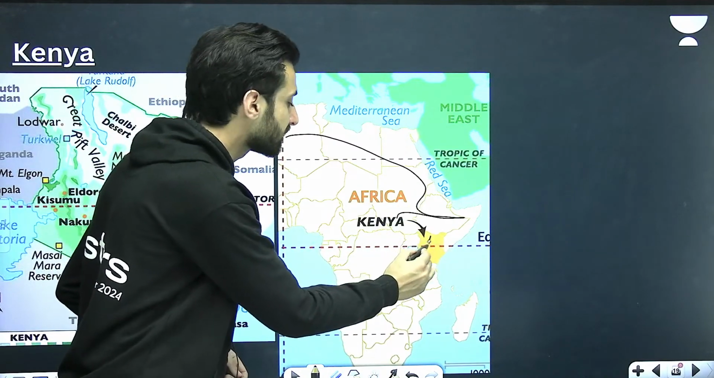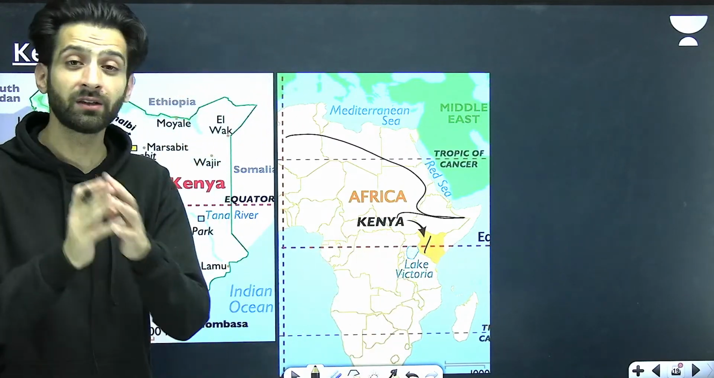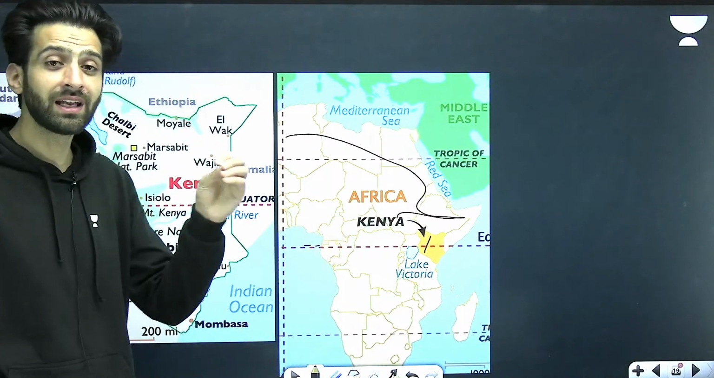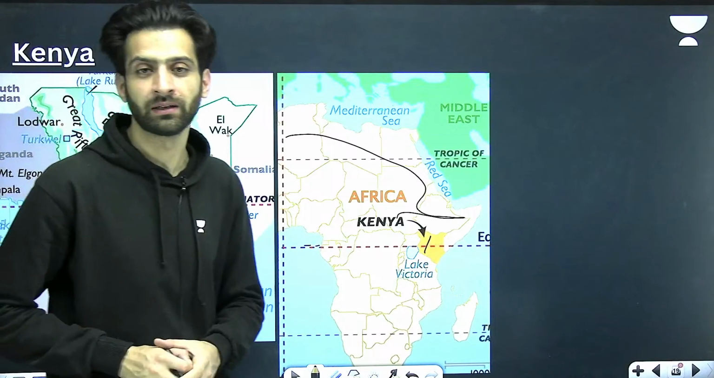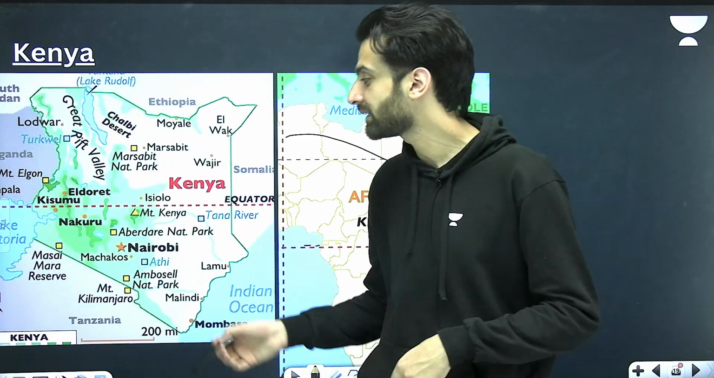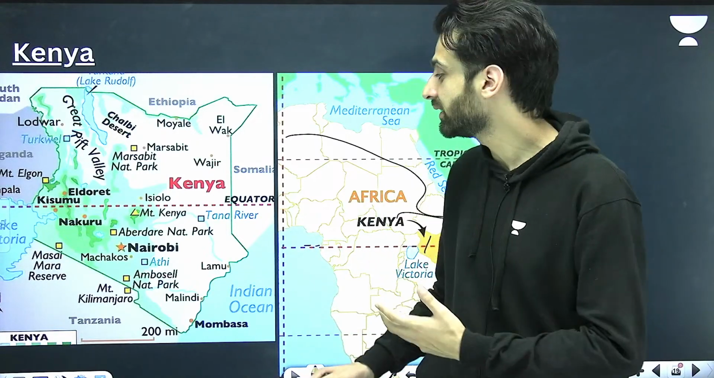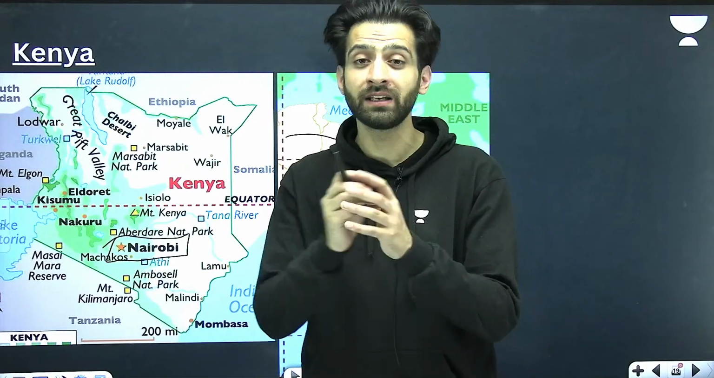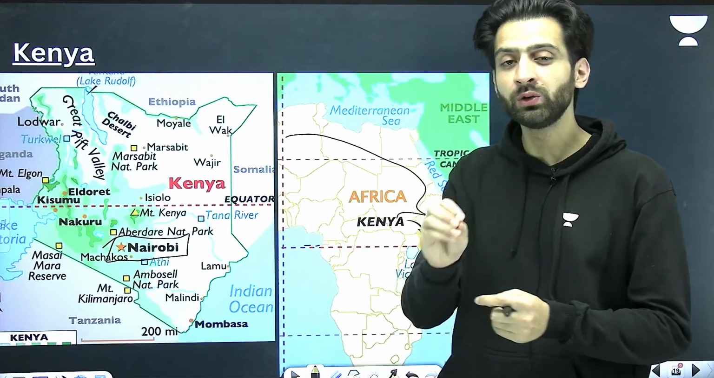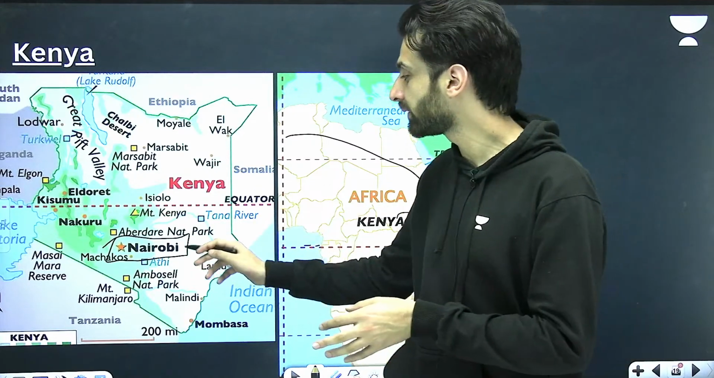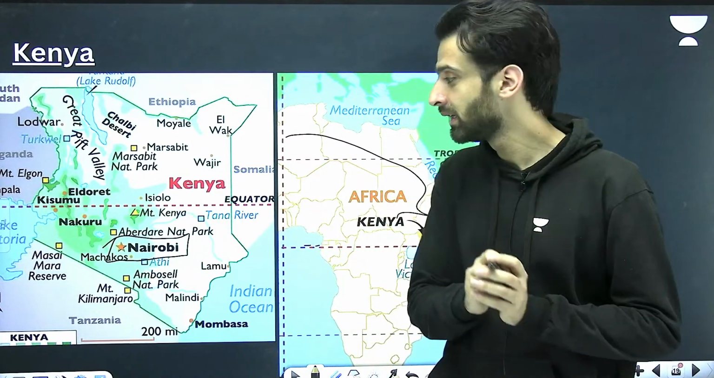Now we reach this part, and this is from where the equator is passing as well. This dotted line is the equator, and the name of the country is Kenya. Kenya is a very important country as far as Africa is considered. The capital of Kenya is Nairobi. Remember, this is a very important capital. I'll tell you which capital to remember and which not. And Nairobi is very important. You should know the name of Nairobi. It's located in Kenya.